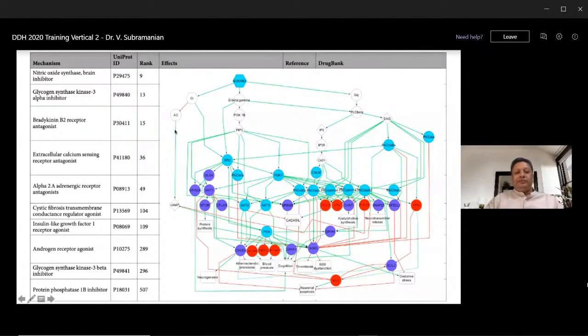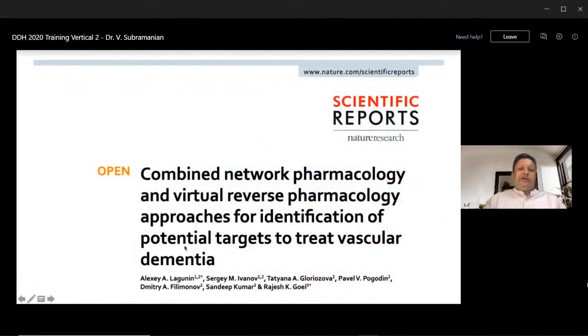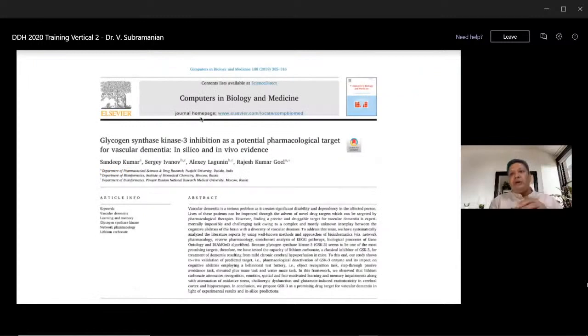Here we have these downstream pathways which are leading to the betterment of vascular dementia symptoms. So this work in detail, you can refer to these papers, which are available freely on the net. And these are the two papers where we have validated the predicted targets in the lab, whether they are useful for preventing vascular dementia or not.